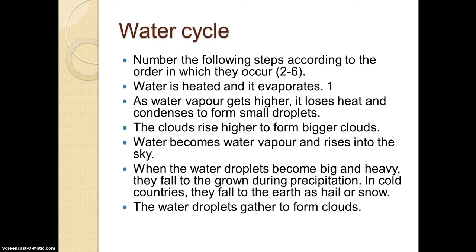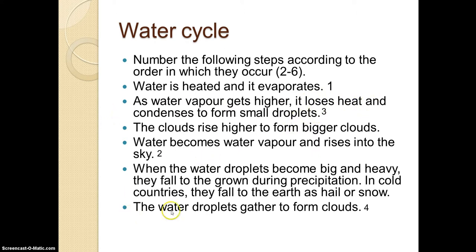Number the following steps according to the order in which they occur, from 2 to 6. 1 is already given to you. First step, water is heated and evaporates. 2. Water becomes water vapor and rises into the sky. 3. As water vapor gets higher, it loses heat and condenses to form small droplets.